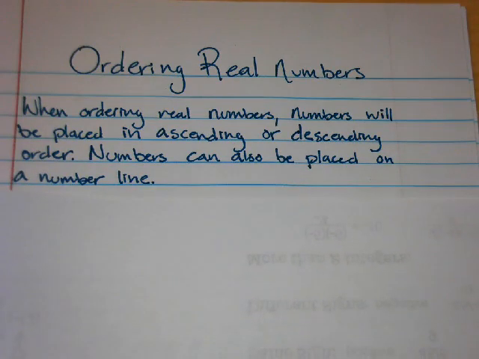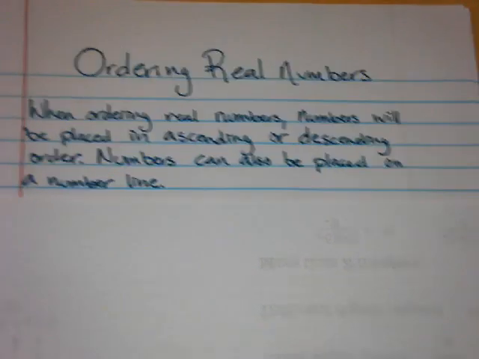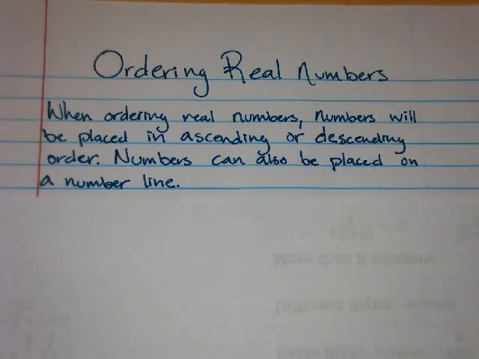The first bit of information, and again, you can pause this, write it down, and then restart it: when ordering real numbers, numbers are placed in ascending or descending order. Numbers can also be placed on the number line. A lot of times they give you a list of numbers and ask you to put them in order, or they might give you a number line and say, put these numbers in order. Either way, it's the same process.